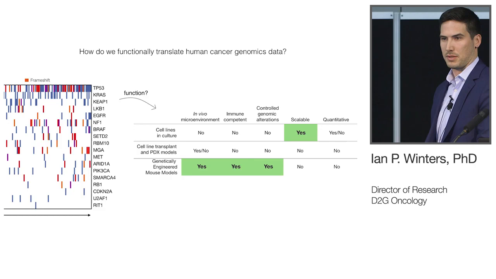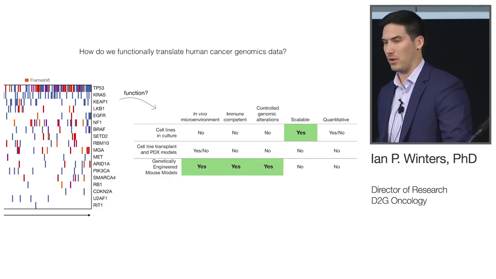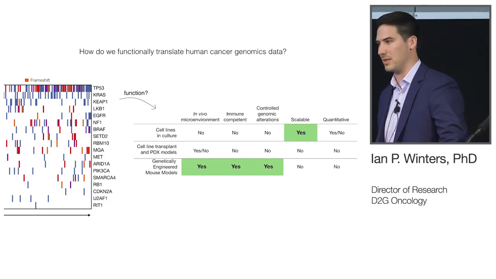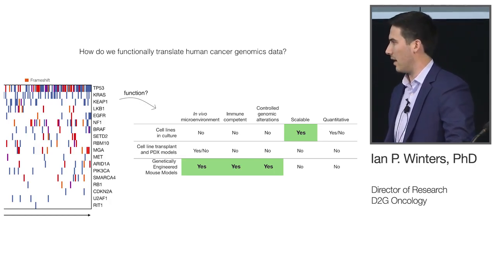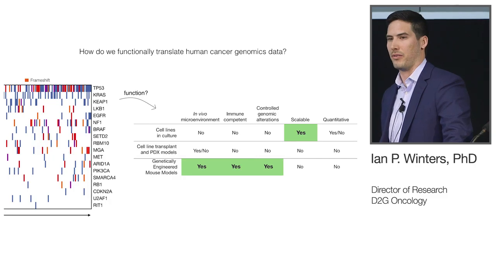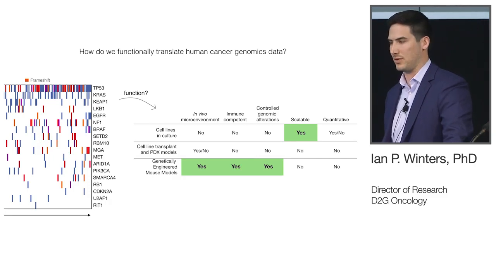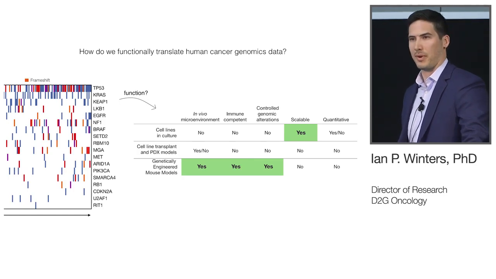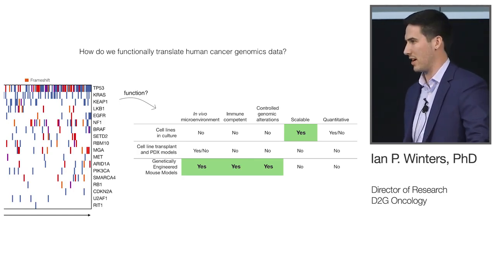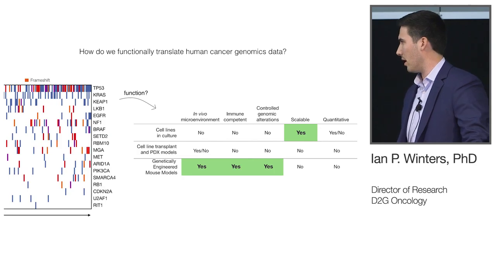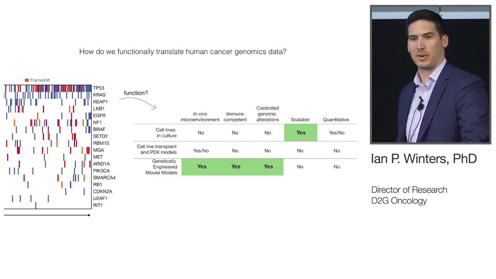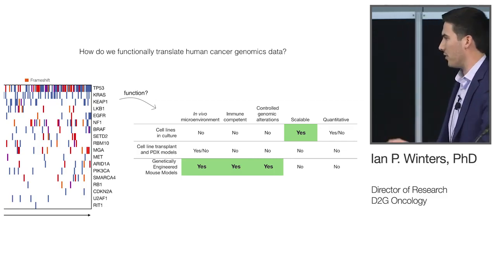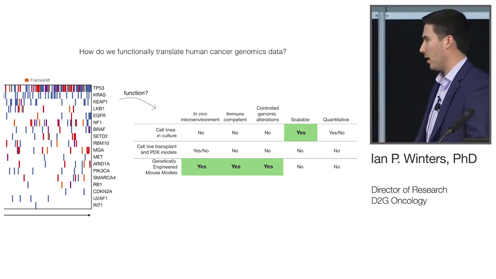There's also transplantation models. These are great models if you're particularly interested in using human cells, and the humanness of the cells is what you care about. But again, we can argue about whether the in vivo microenvironment is correct when you're transplanting these cells, for example, sub-Q on the flank of a mouse. They're typically not immunocompetent. Some people are working on trying to develop immunocompetent models. It's very difficult to control the genomic alterations. You get what you get from the sample. And they're definitely not scalable or quantitative.